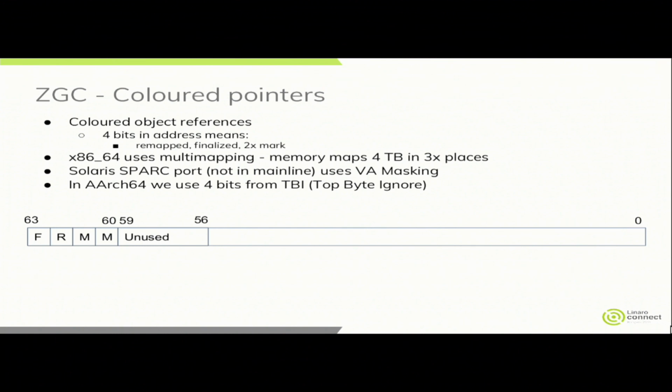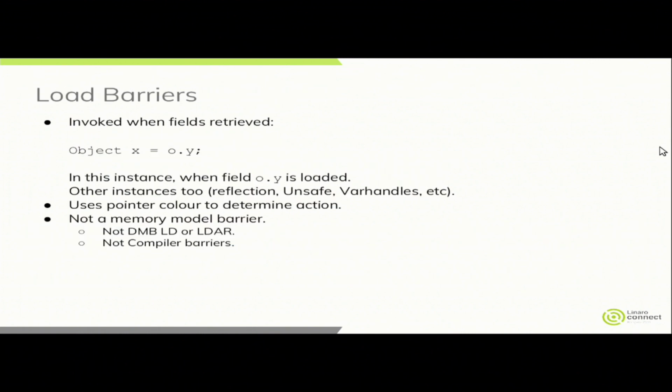So in more detail, in the AArch64, I've taken the decision to use the top byte ignore bits. What this means is that these bits have no significance in terms of addressing. They are ignored, but we can put the bits that are significant to ZGC there. x86 is another technique I'll explain a bit later. Solaris SPARC had an initial ZGC port that's not been merged upstream, but they use very much a similar technique, which is VA masking. Essentially the same thing.